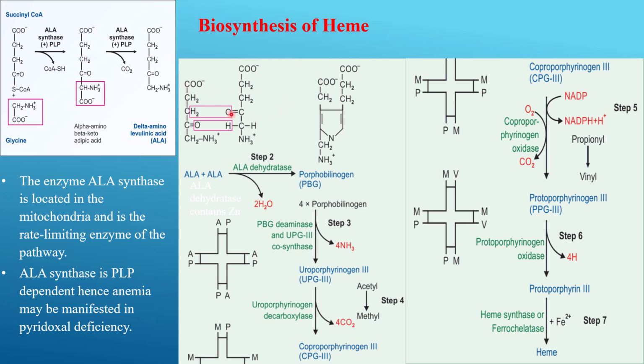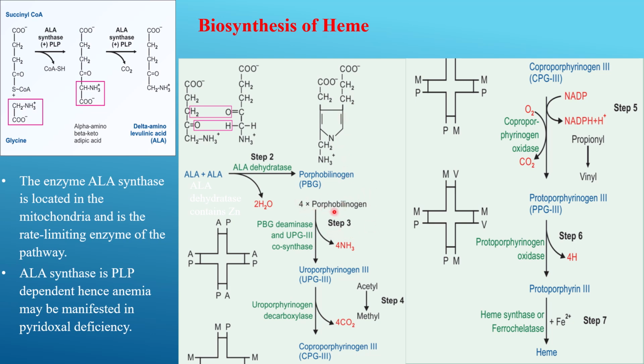So step 2 involves the condensation of two ALA molecules in the presence of the enzyme ALA dehydratase. Dehydratase means loss of water. So 2 water molecules are lost and it converts into porphobilinogen, which is a pyrrole. Now the first pyrrole ring is being formed. ALA dehydratase is a zinc dependent enzyme. So in the next step, step 3, that is also a cytosolic step.